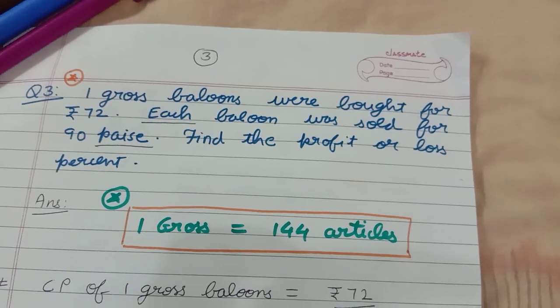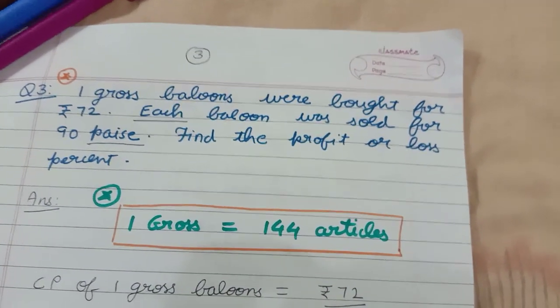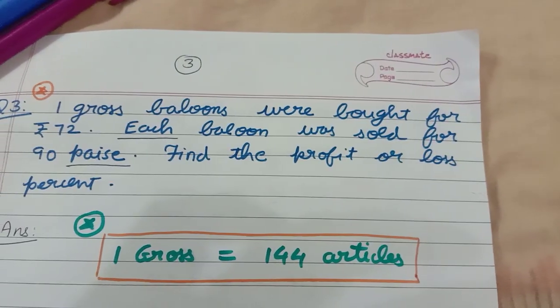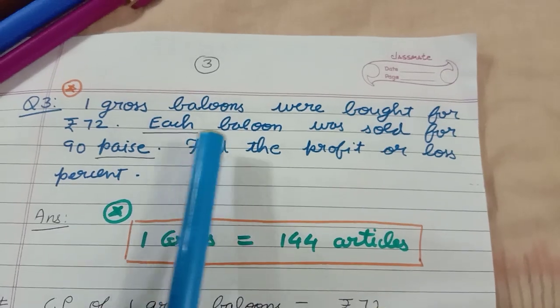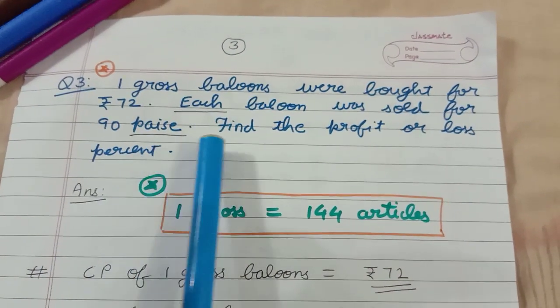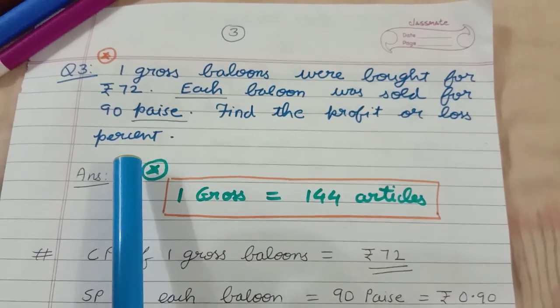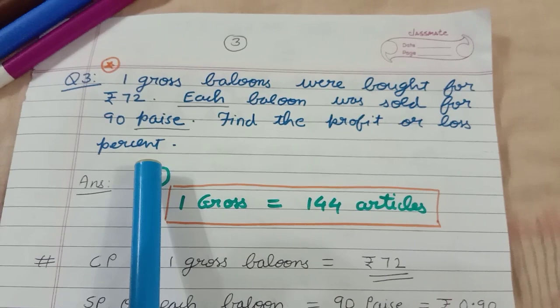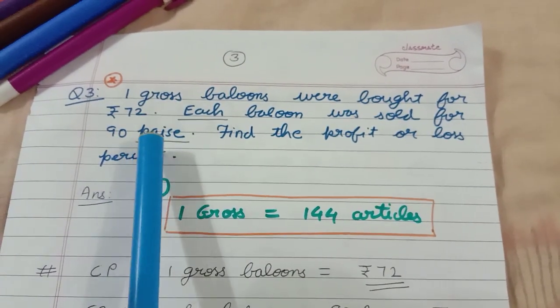Example 3, I put a star over there. 1 gross balloons were bought for rupees 72. Each balloon was sold for 90 paise. Find the profit or loss percent. The problem looks simple. For those who know this term gross, then you have to convert this paise.